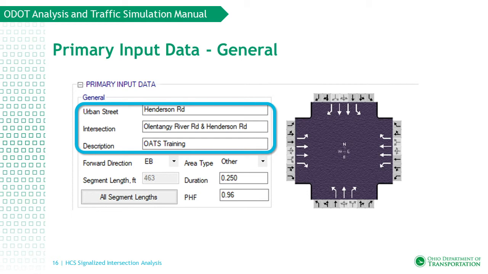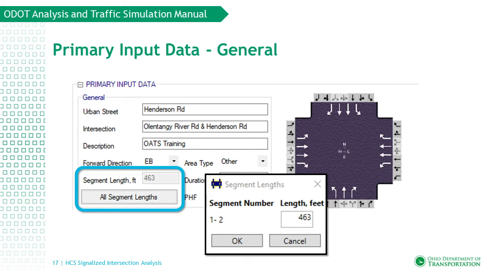The urban street, intersection, and description are based on the location and details of the project. In this project example, we are studying the Henderson Road corridor, so the urban street is Henderson Road. The segment length can be entered by clicking on the All Segment Lengths button, which brings up a new box. In this case, there are only two intersections, so only one segment between them. The measured distance between the centers of each intersection is 463 feet, which is entered into the box for the segment length between intersections 1 and 2.